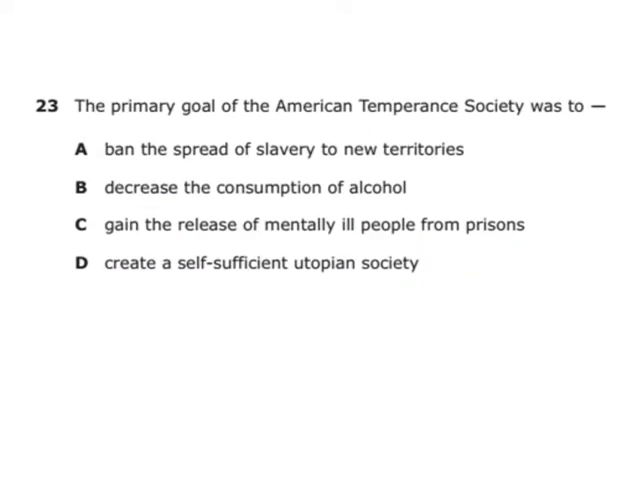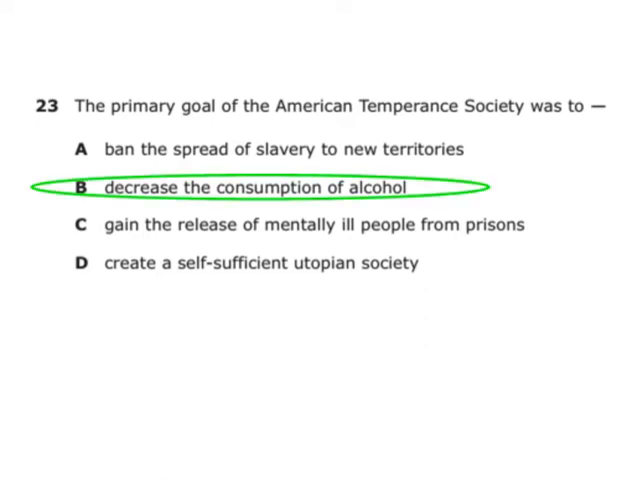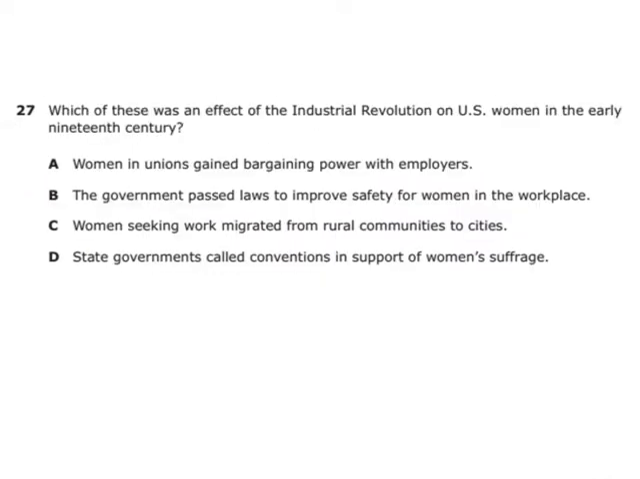The primary goal of the American Temperance Society was to decrease the consumption of alcohol. Temperance just means, and you may want to write this in your notes because I did not write this word anywhere on your packet, temperance means we want to limit, decrease, or completely end the drinking of alcohol.